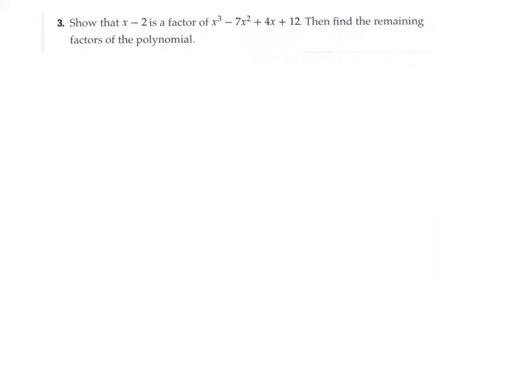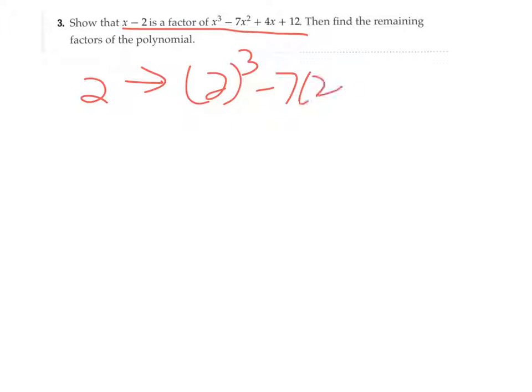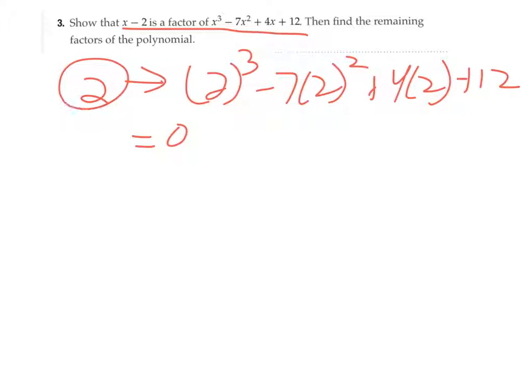Okay, once again we're going to factor this, and this time I'm going to use the substitution. So I'm going to substitute 2 into this polynomial. So 2 cubed, 2 squared, 2 times 4 plus 12. If this equals 0, then this is a factor. So let's see if it equals 0.